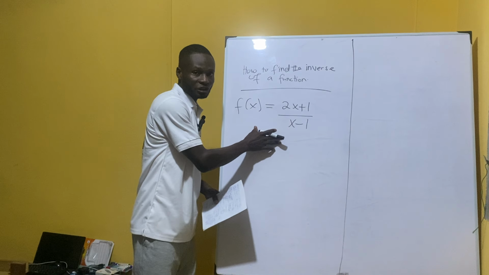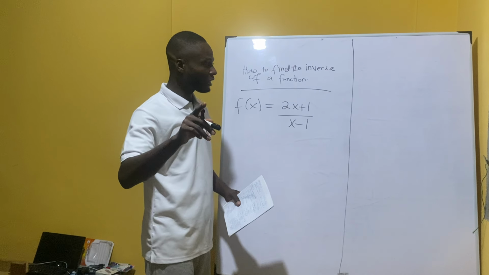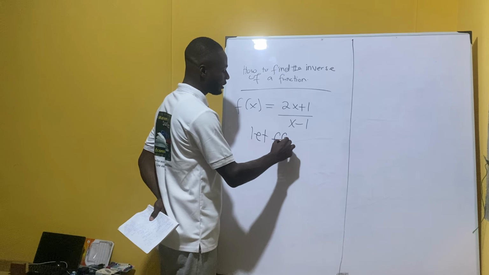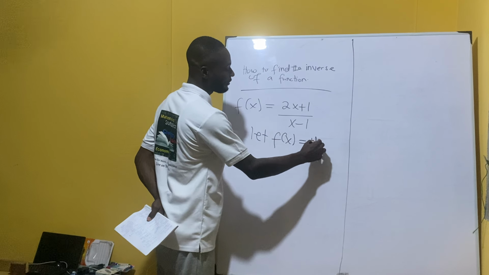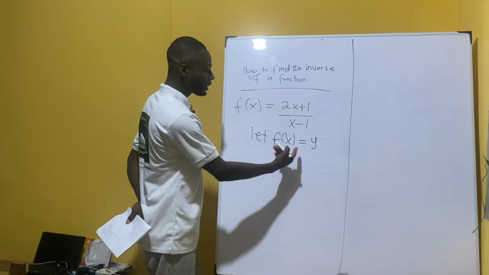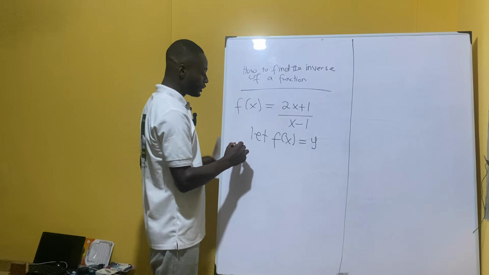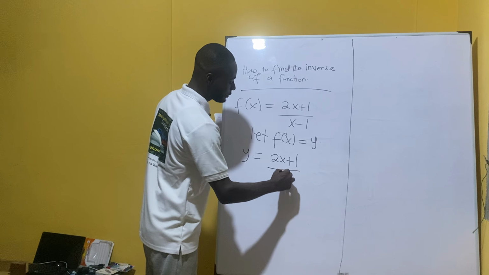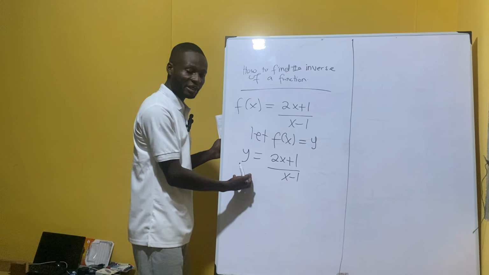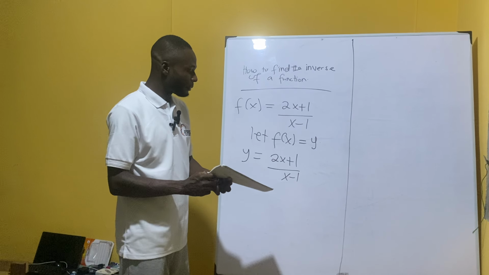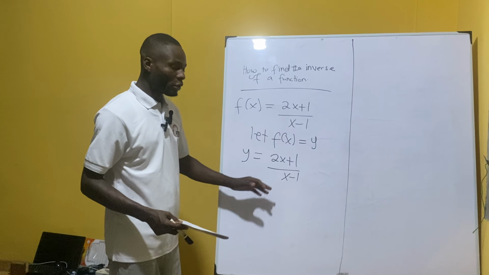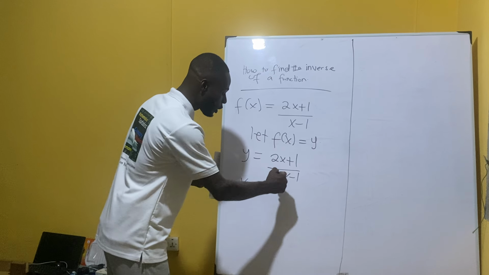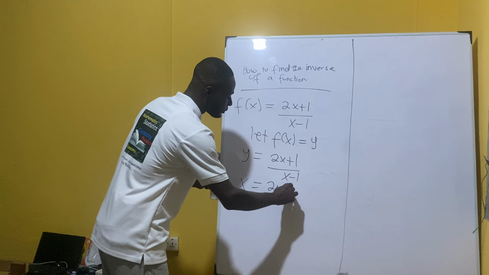When you are given a function and you want to find its inverse, first let the function equal a variable called y. Once you have this, interchange the position of the variables. So x goes to the y position and y comes to the x position, right?